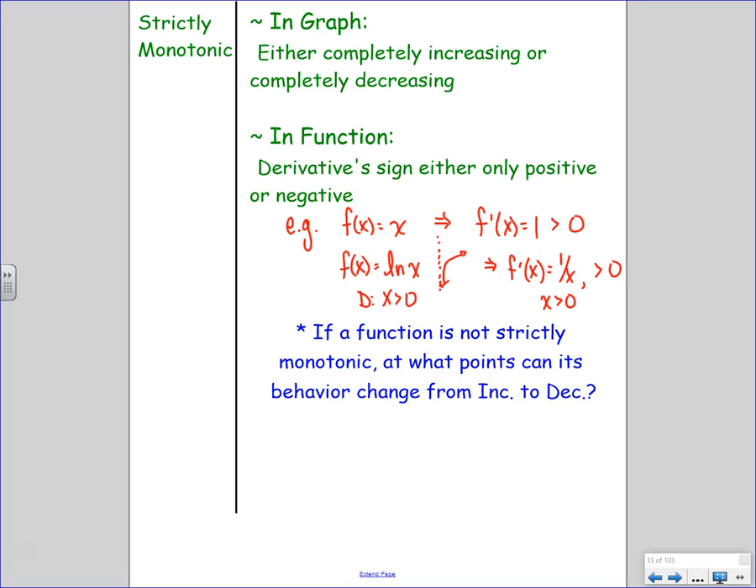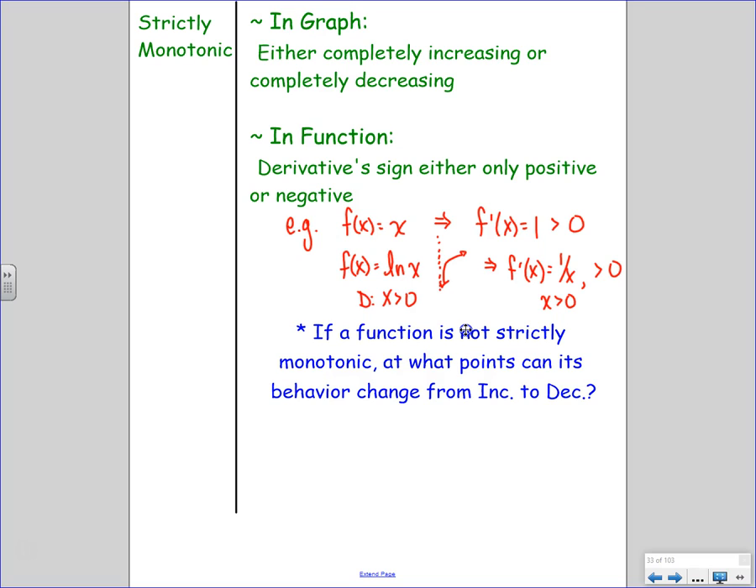Okay, at the very bottom it says, all right. So we talked about these boring ones that only increase or only decrease as seen by the derivative sign only being positive or only being negative. But then it says if a function is not strictly monotonic, when can it change? Critical points. Why?